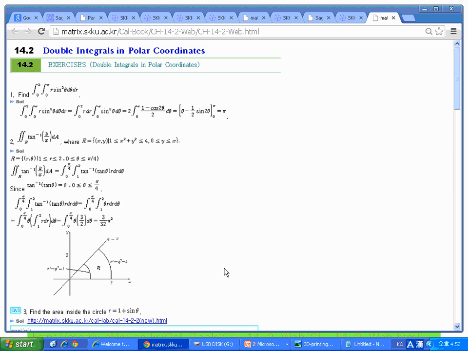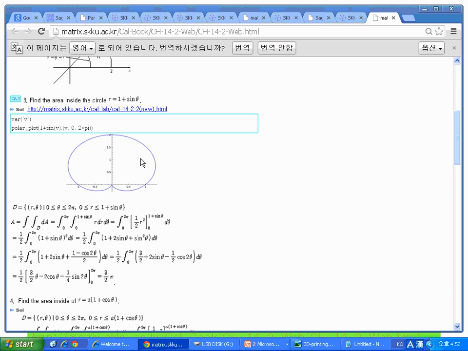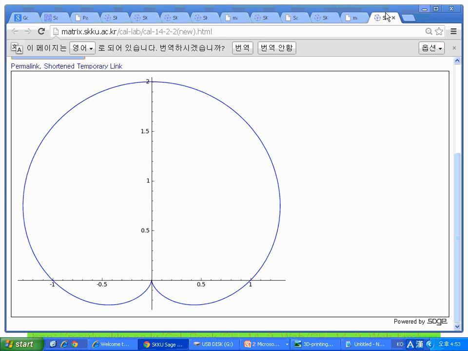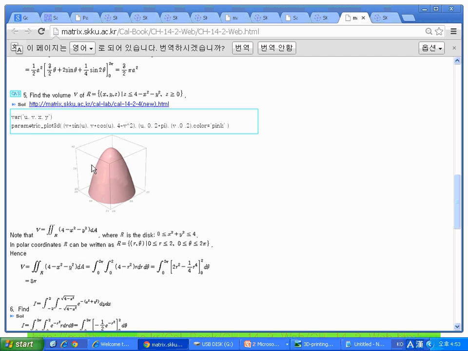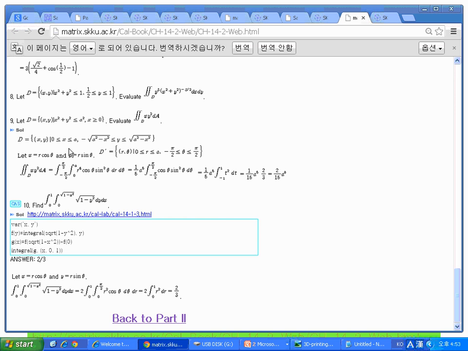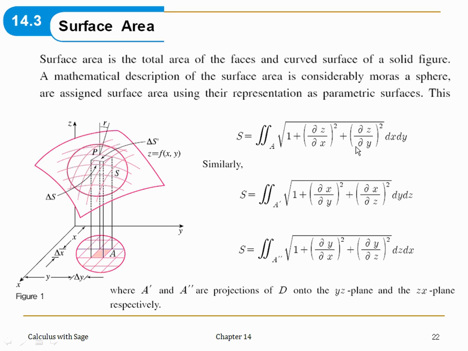And this is the end of section 14.2, and here are the problems related to double integrals in polar coordinates. This gives us many interesting problems that you can deal with. So you may solve some of these problems by hand or by Sage and post them in the Math 1. I think that's it for section 14.2, and we will continue with section 14.3.